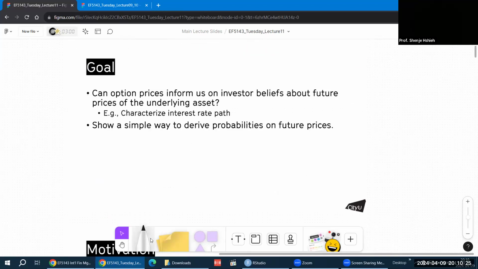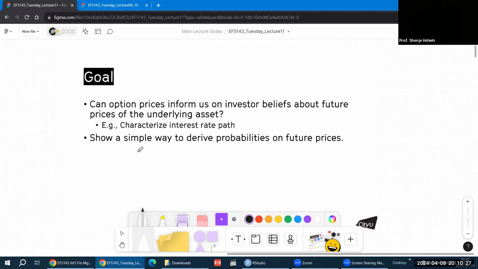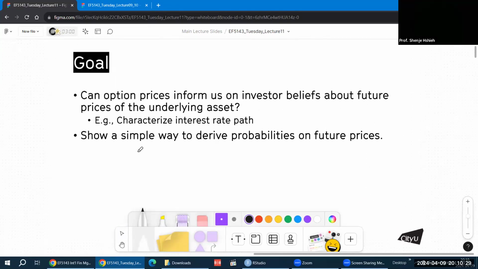All right, so the question I ask is, can option prices inform us on investor beliefs about future prices of the underlying asset? Why is this important for central banks? Well, because they can characterize the interest rate path. In other words, whether or not the Fed is thinking about cutting or increasing interest rates. But for our class, because we're talking about FX rates, we can just talk about FX prices instead of interest rates.